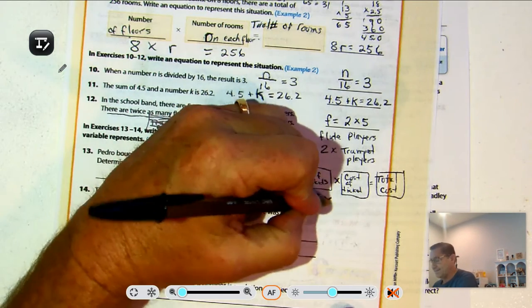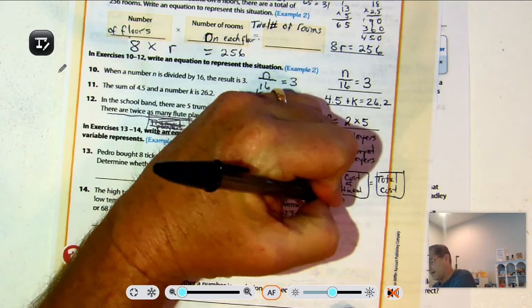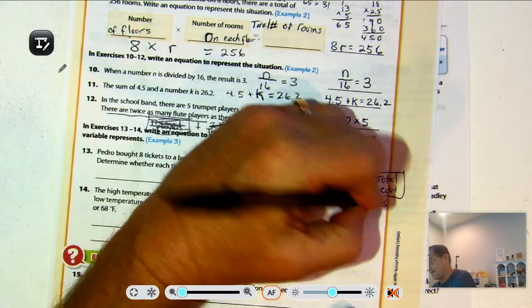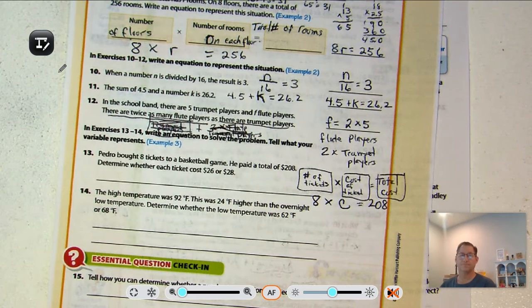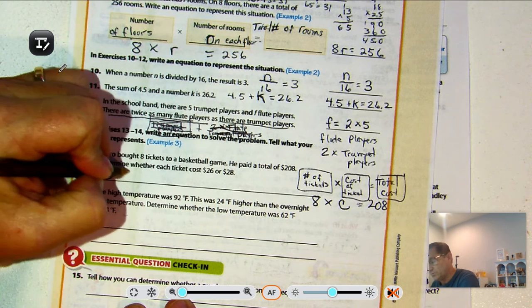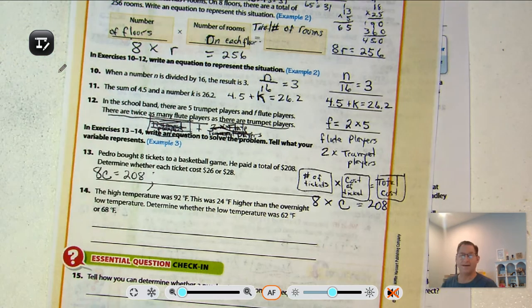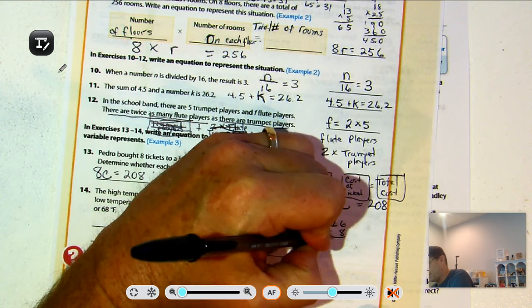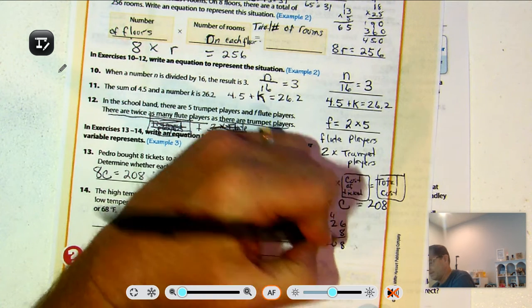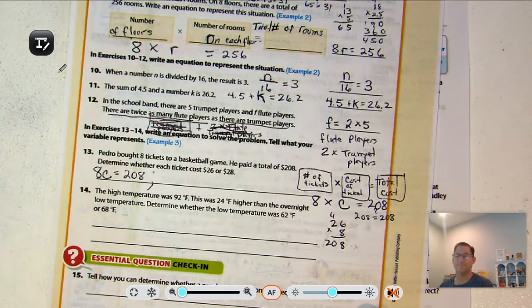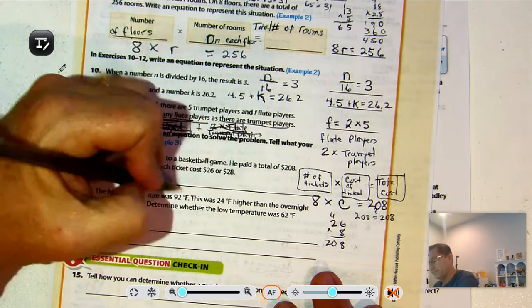So he bought 8 tickets. We have to find the cost of the tickets, and we know that the total was 208. All right, so that's our equation. 8c equals 208. We need to find out, is the amount 26 or 28? So 26 times 8, let's see, 48, 16, that's 20. 208 equals 208, right? So we know that 26 is the solution.